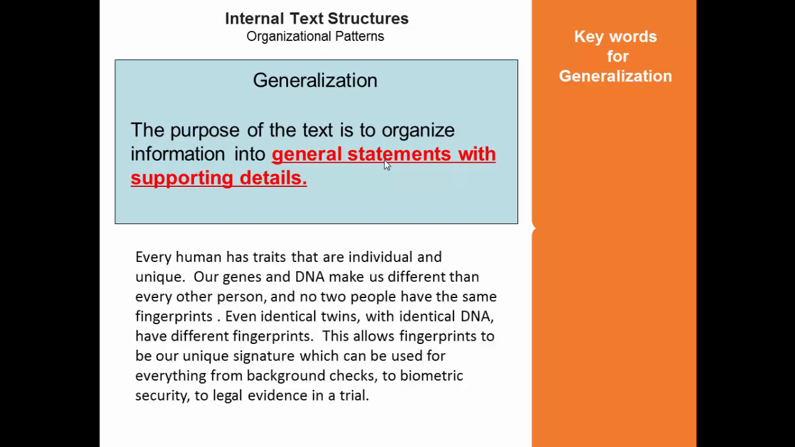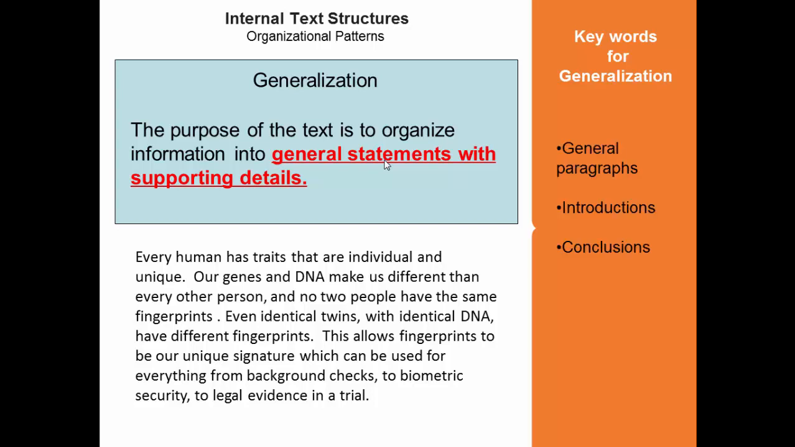Okay, so here's our generalization paragraph. Every human has traits that are individual and unique. Our genes and DNA make us different than every person, and no 2 people have the same fingerprints. Even identical twins with identical DNA have different fingerprints. This allows fingerprints to be our unique signature, which can be used for everything from background checks to biometric security to legal evidence in a trial.